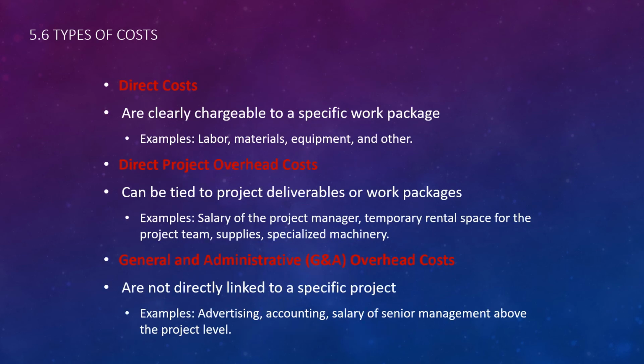Types of costs. You have your direct costs that are clearly chargeable to what's going on. You have project overhead costs, which are tied to the deliverables or work packages. Examples are salaries of the project manager, temporary rental of space, supplies, and specialized machinery. And then you have SG&A, what I used to call SG&A and profit, which is just general administration and overhead costs. They're not directly linked to a specific project, but would be your advertising, your sales costs, your accounting, all those functions that need to happen to make things happen. For instance, who's going to assign your cost account? But they don't necessarily directly relate just to that project.